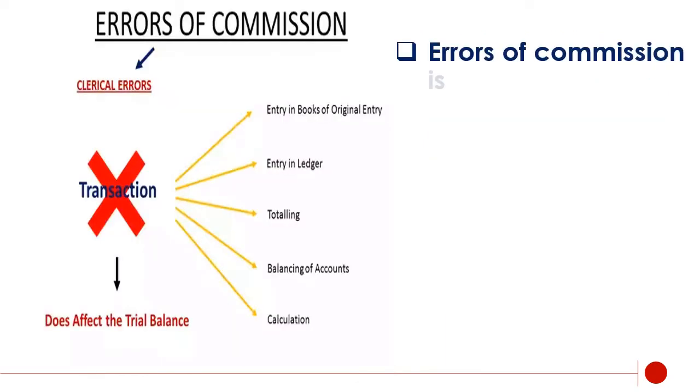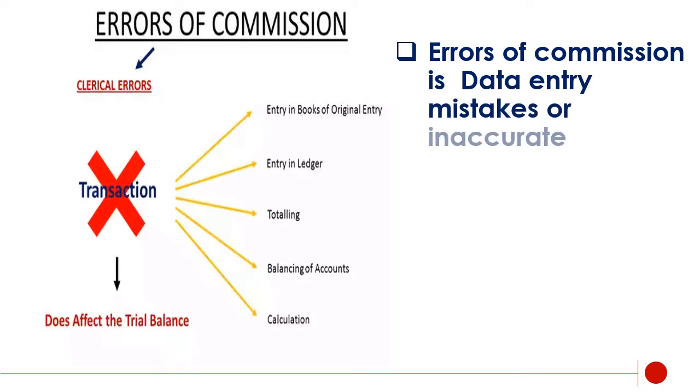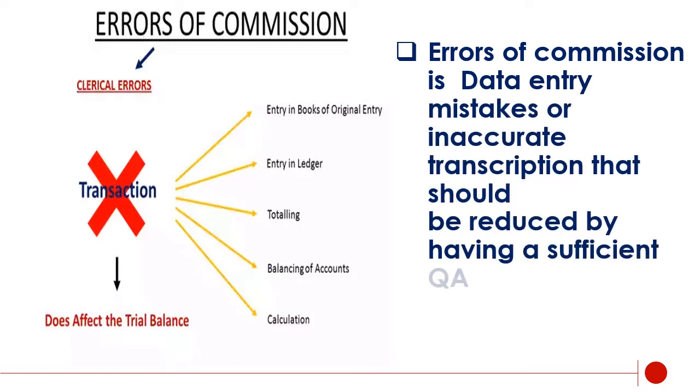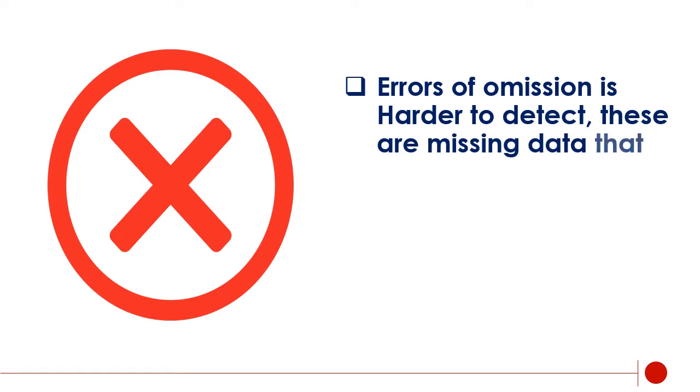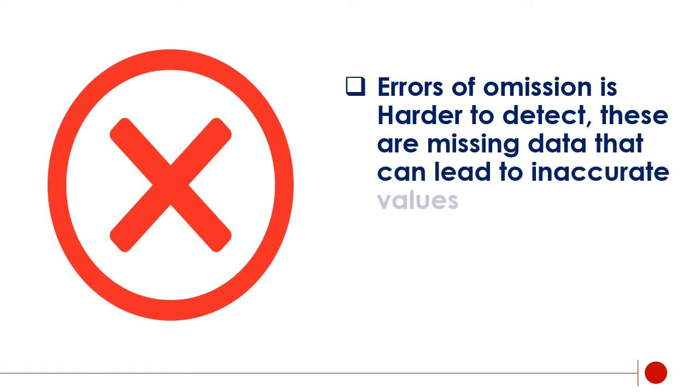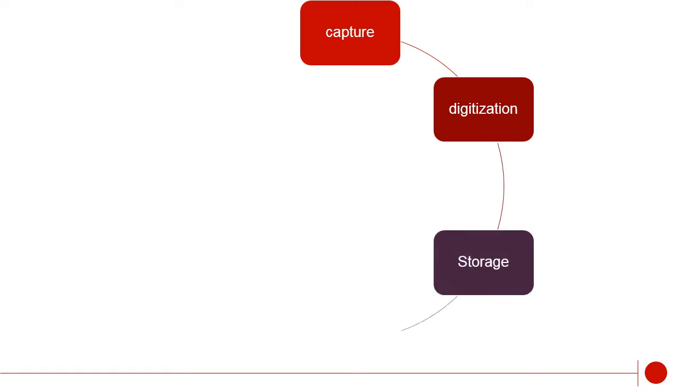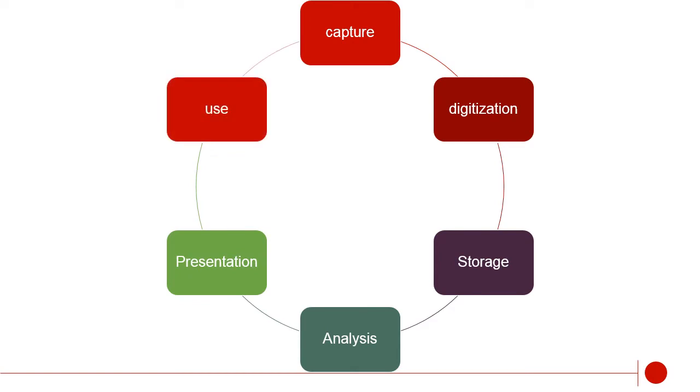Errors of commission are data entry mistakes or inaccurate transcription that should be reduced by having a sufficient QA process. Errors of omission are harder to detect; these are missing data that can lead to inaccurate values. Data quality principles are relevant at all stages of data management: capture, digitization, storage, analysis, presentation, and use.